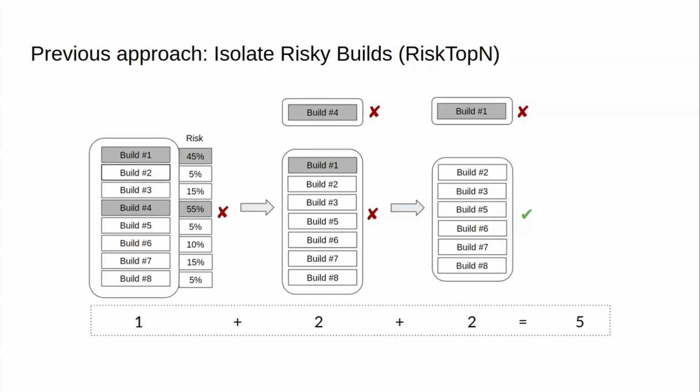A previous study by Najafi and his colleagues introduced this approach. We call it risk top N. So we have a machine learning model to predict the probability of failure for each build. And then we're going to isolate that build and test it separately and test the rest together. Then again, if it failed, we're going to isolate the most risky build again and test the rest. So in this example, we need a total of 5 executions.